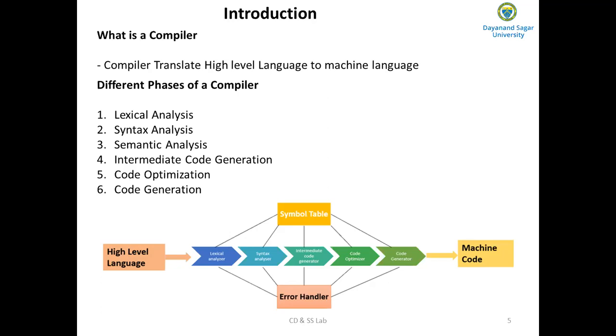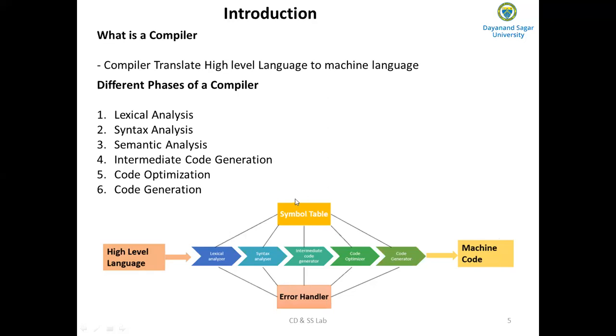And what are the different phases of a compiler? The different phases or components of a compiler are lexical analysis, syntax analysis, semantic analysis, intermediate code generation, code optimization, and final code generation. This is depicted in the diagram here. What is the input to this compiler? A high-level language program. And what is the output? The object code or the machine code is the output. It undergoes the lexical analyzer, syntax analyzer, intermediate code generation, code optimization, and final code generation. And there are data structures like the symbol table and the error handler.